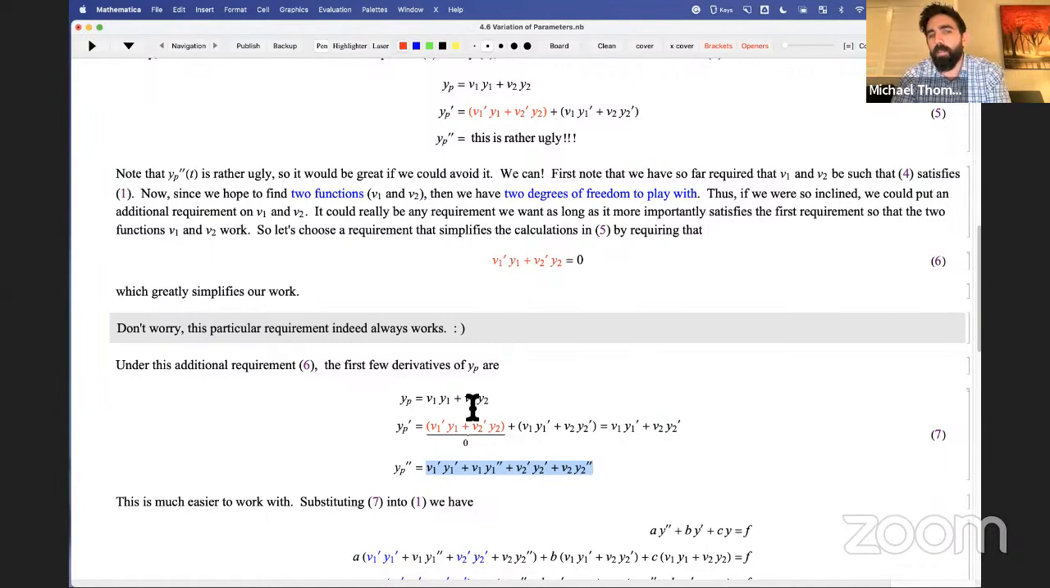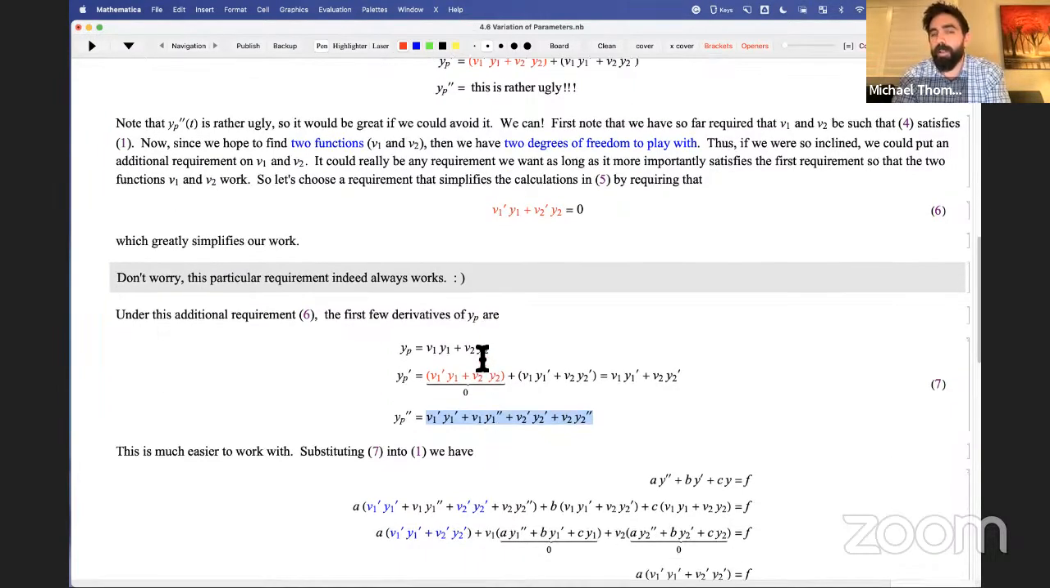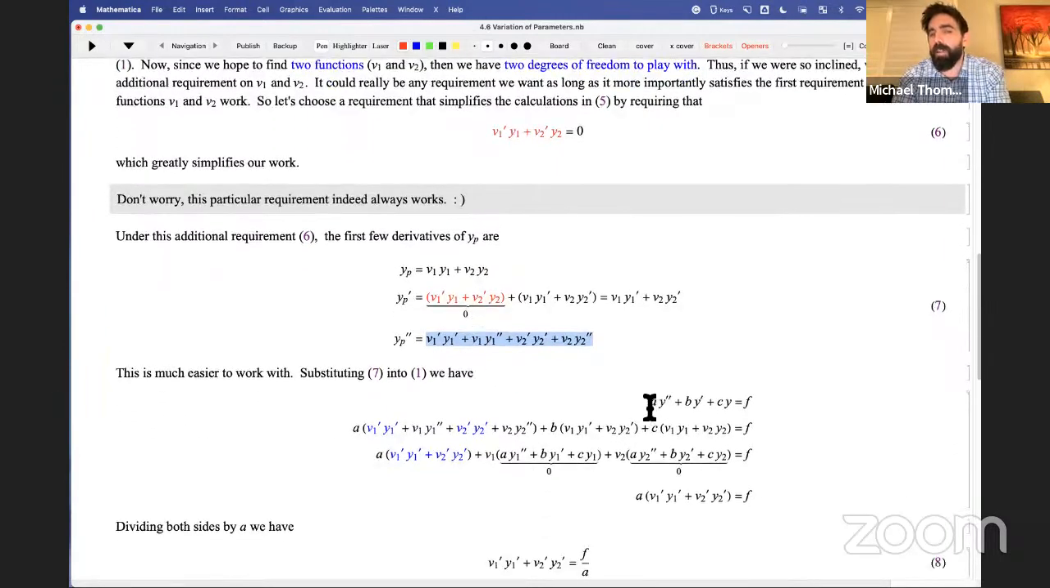Okay, well, we're going to plug this into the differential equation, because it has to satisfy it. That's one of the restrictions. So here's the original differential equation. We're going to plug all the derivatives in. So there's y double prime, there is y prime, and there is y.